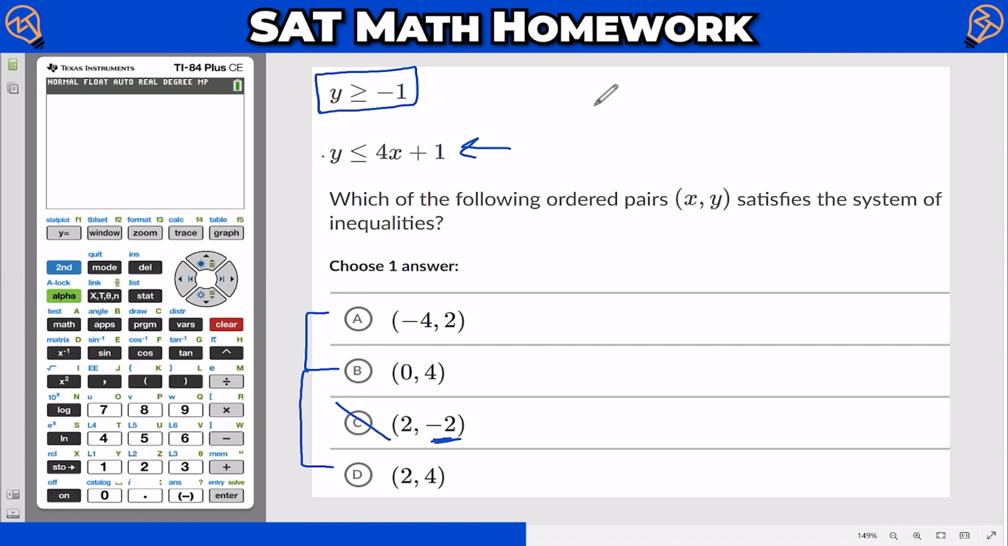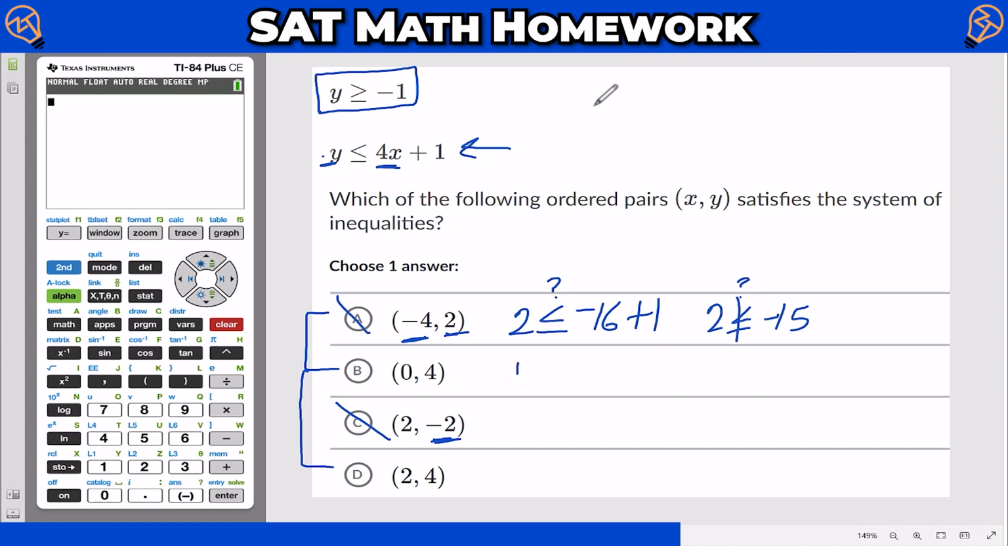So if I plug in the y coordinate on the left side, so let's say here, 2 is less than or equal to, I'm going to put a question mark because we're trying to see if it is, -4 times 4 is -16, and then I have the +1. Well, that ends up giving us -15 on the right side. Is 2 smaller than -15? No. So A is incorrect.